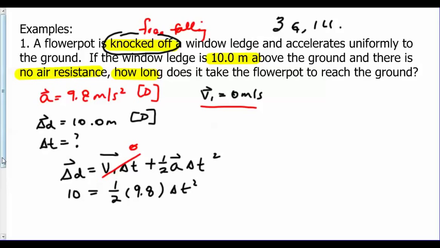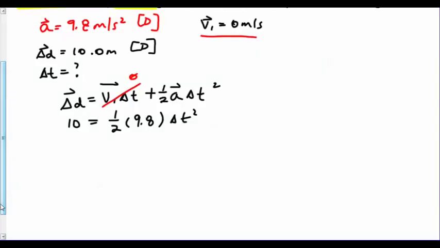Rearrange the equation. I'm going to show you the full steps. Remember, anything that I write in blue are not things that you have to do. So I got a 1/2 here. If I want to bring the 1/2 over, I have to multiply by 2. So I have 2 times 10 equals 9.8 delta T squared.